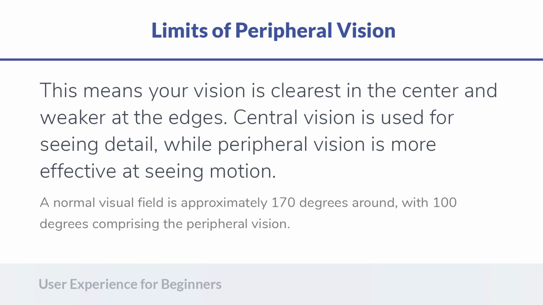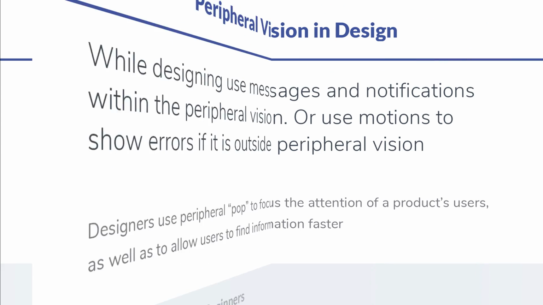Now let's talk about how much the visual field is for peripheral vision and central vision. Our visual field is almost 170 degrees around us, and 100 degrees of it comprises peripheral vision. So most of it is peripheral vision. We cannot see most of the things around us clearly.